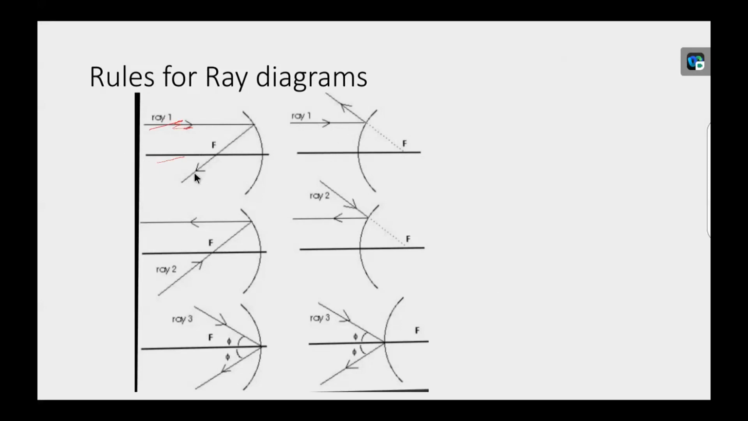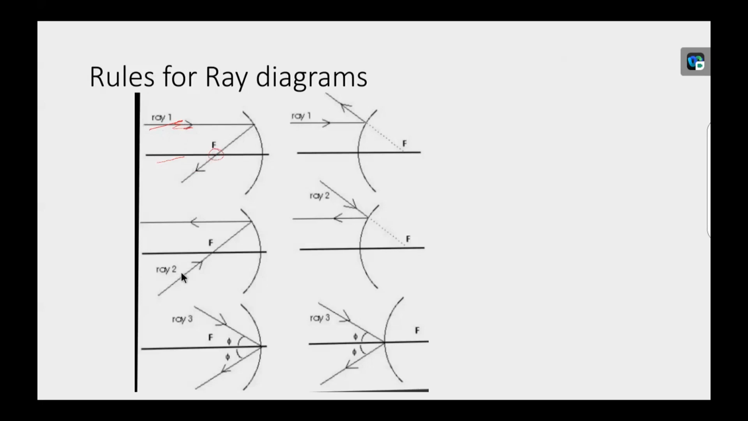Here I have used the word converge, and for the convex mirror diverge. In both cases the reflected beam touches the focus. That means the converging ray passes through the focus. This rule we have to remember. A parallel ray falling on a convex mirror, after reflection, appears to pass through the focus.